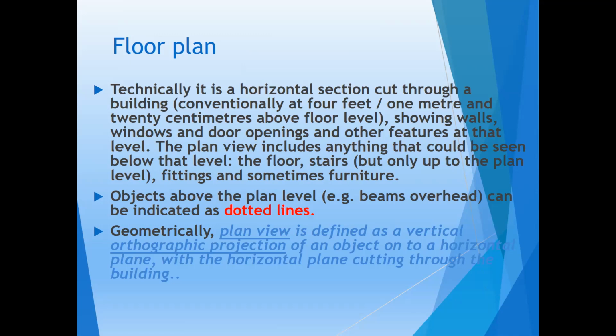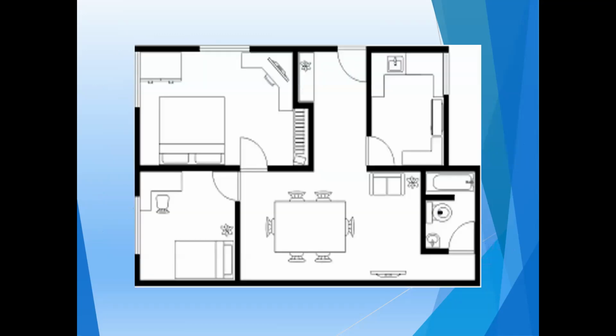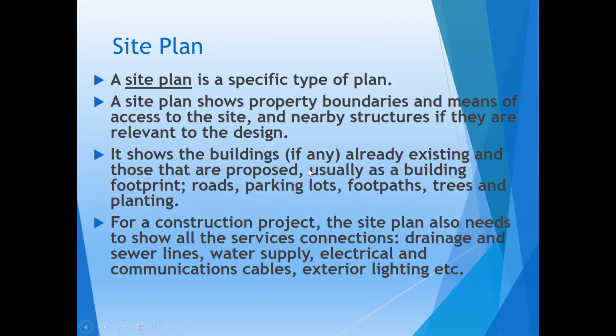Geometrically, plan view is defined as a vertical orthographic projection of an object to a horizontal plane, with the horizontal plane cutting through the building. See, this is an example of the floor plan wherein we have indicated our drawing room, living room, bedrooms, kitchens, etc.